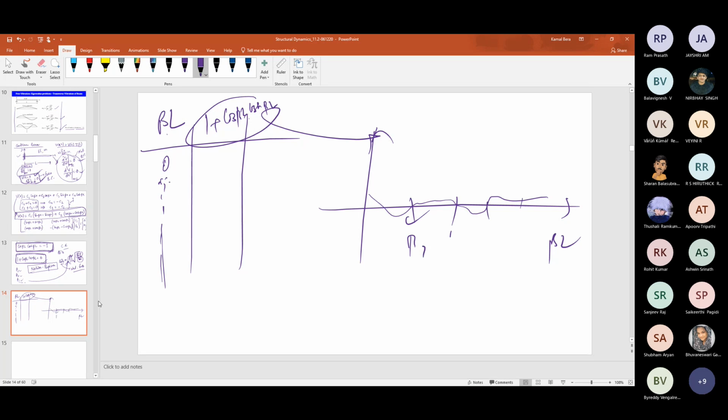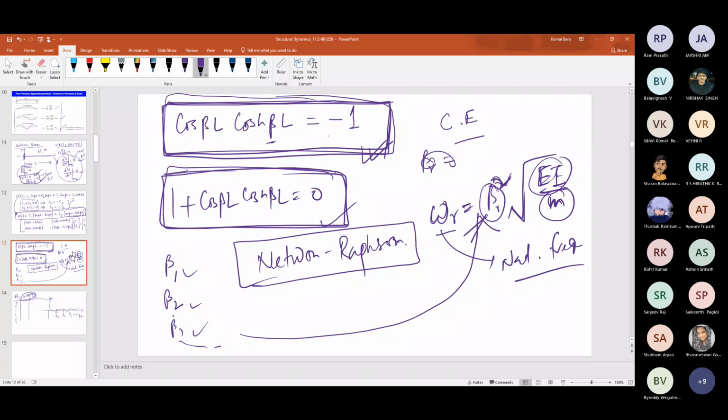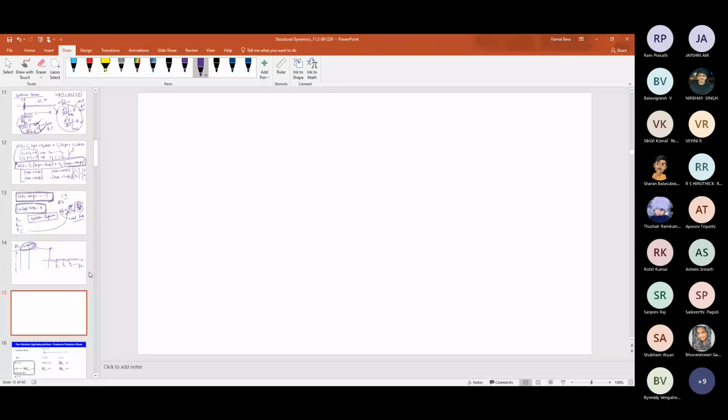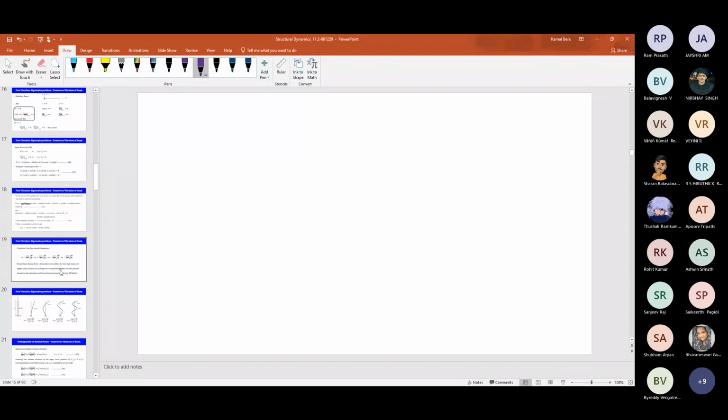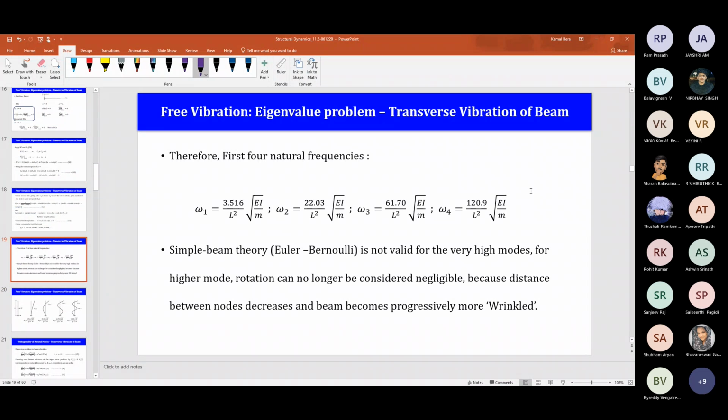Simple thing. Beta 1, beta 2, beta 3. Clear? You will see this is a very dangerous function. Sometimes it will jump, so it is not a well-behaved function. Anyway, you can find out the root. So I'll just write the roots here. Let me see where the roots are, because I did not remember.